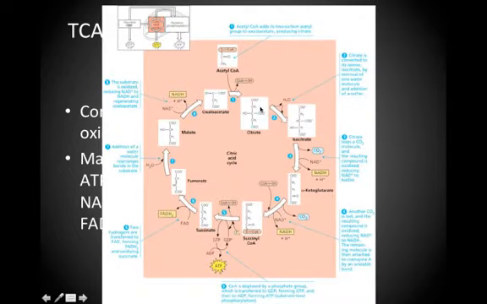Basically what happens, citrate moves to isocitrate. I'm really going to only have you focus on some major things here. This cycle is very important, and it's as important or more important than glycolysis. Glycolysis is a process that's a little bit easier to understand. There's a lot going on here in the TCA cycle.